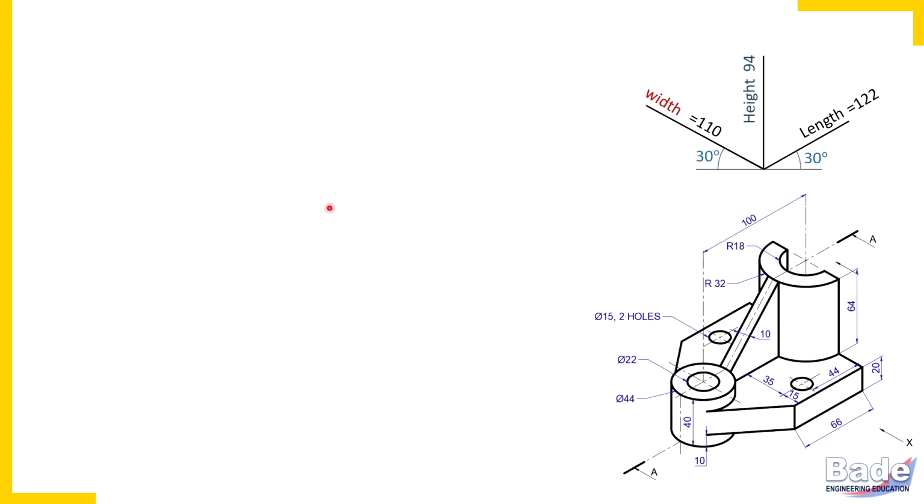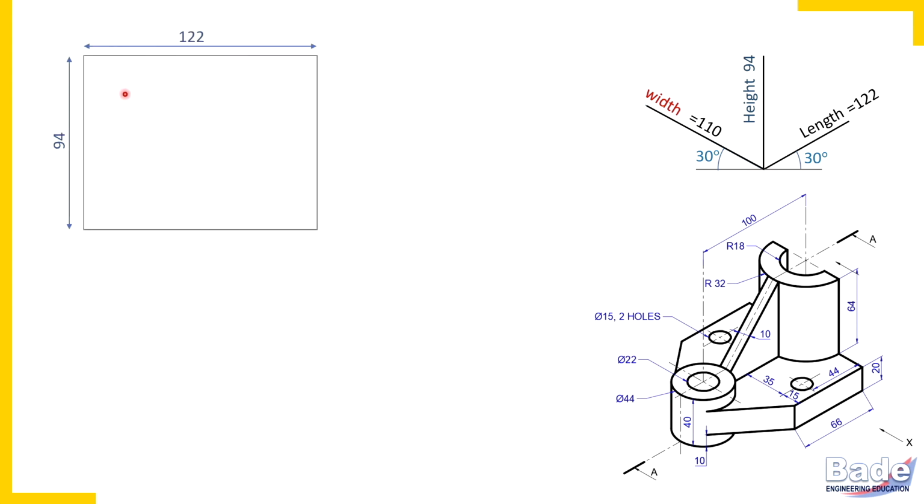Now let's start drawing the rectangle. Length is 122, height is 94. Which two dimensions do you get in the front view? Yes, length horizontally and height vertically. So measure height 94, length 122 and complete the rectangle.